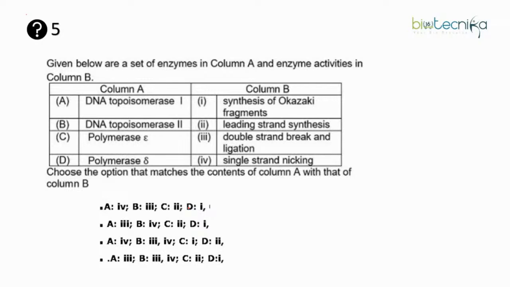So here they have given some sets of enzymes in column A, and some sets of enzymes in column B. You have DNA topoisomerase 1, DNA topoisomerase 2, polymerase epsilon, polymerase delta. And under column B, they have given synthesis of Okazaki fragments, leading strand synthesis, double strand break and ligation, single strand nicking, all of these.